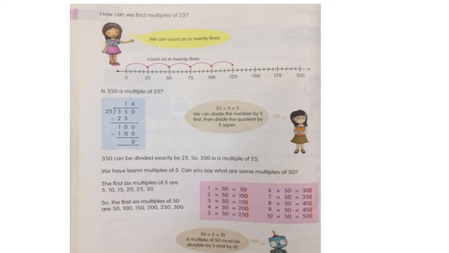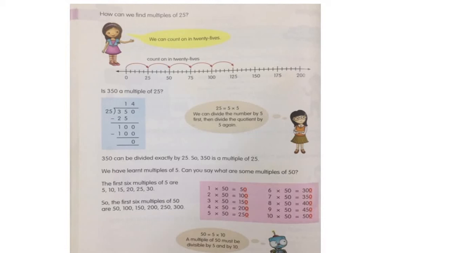So yes, I can say that 350, with no remainder, is a multiple of 25. So 350 can be divided exactly by 25. If you multiply 25 times 14, if you repeat the 25 14 times, you will have the answer as 350. So 350 is a multiple of 25.